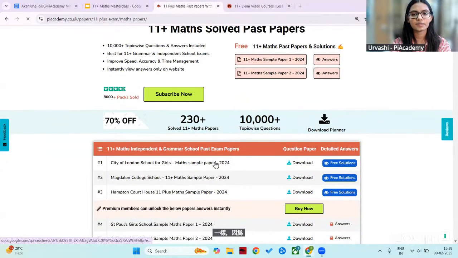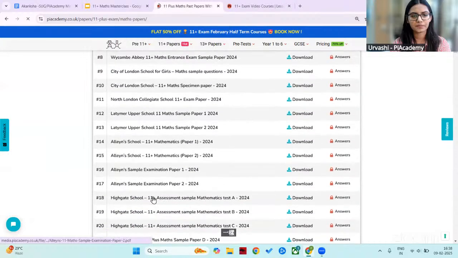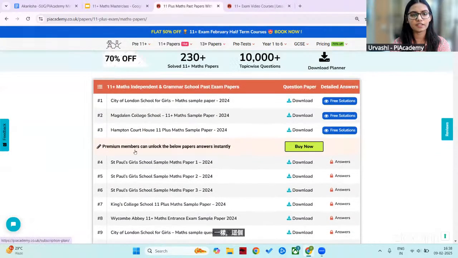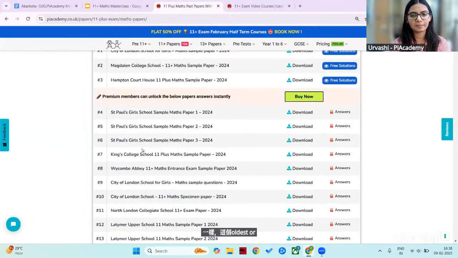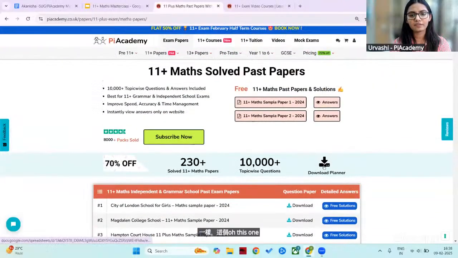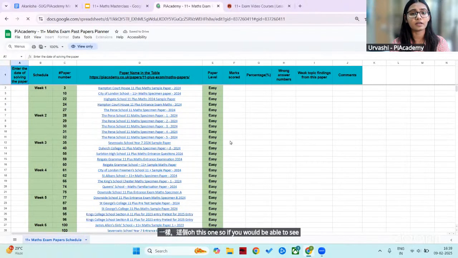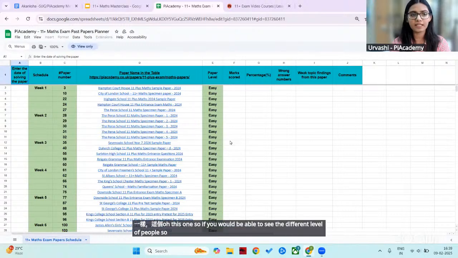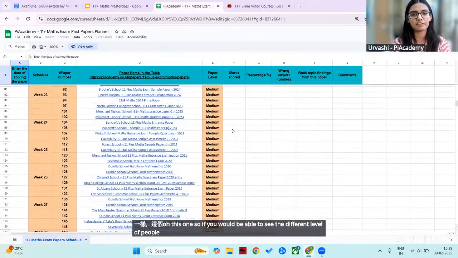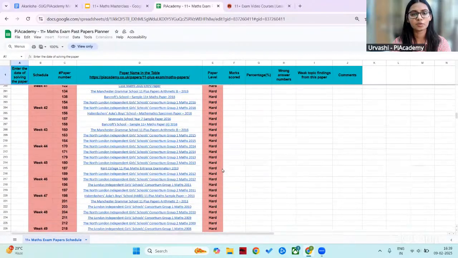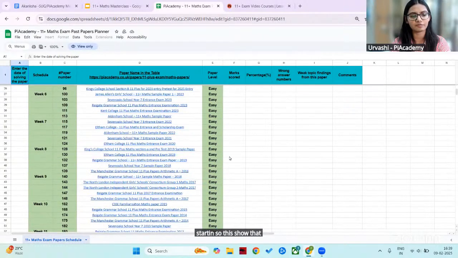Yeah, here as you can see, we have all the schools listed and all the papers of the schools are there. Like St. Paul's Girls' School, City of London School, then King's College, Wycombe Abbey, all the school papers can be easily found. And apart from that, we do provide a planner. If you go here, you would be able to see the different levels of papers. Depending on when you are starting your child's preparation, there are easy level papers, medium level papers, and also hard level papers. This would ensure that you are not just solving one kind of paper, but getting across all the different levels of papers.